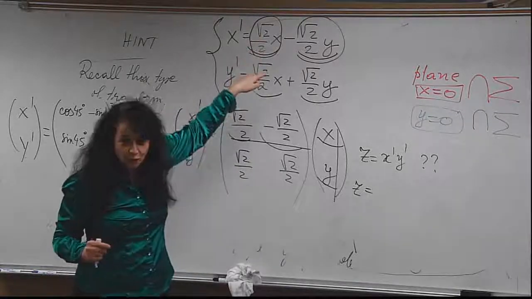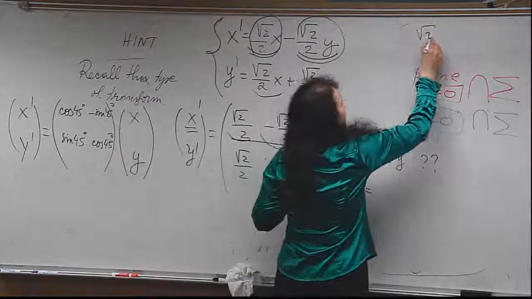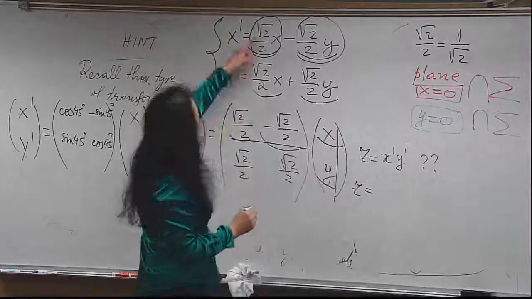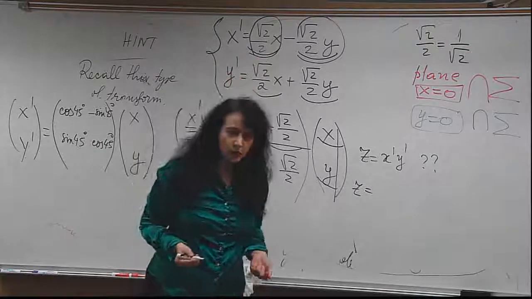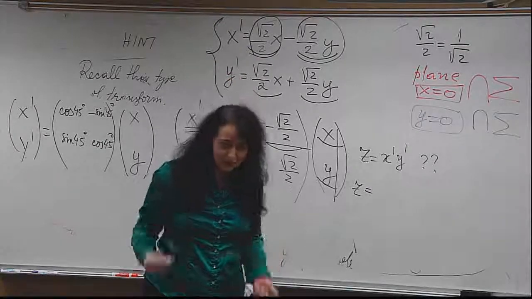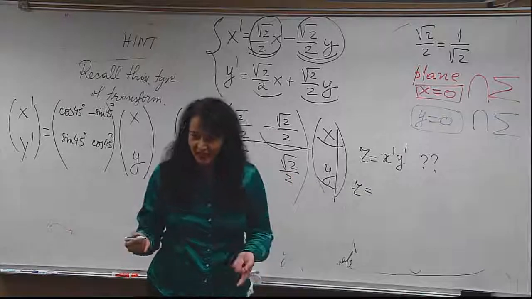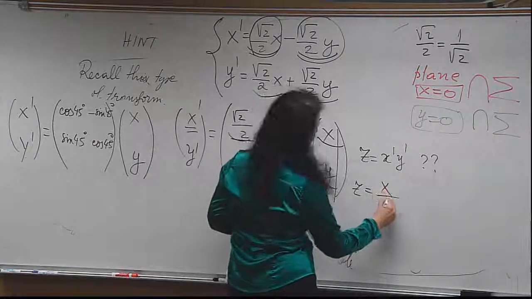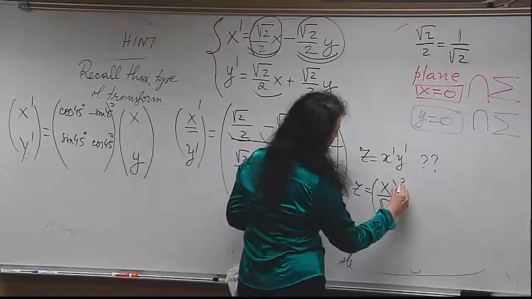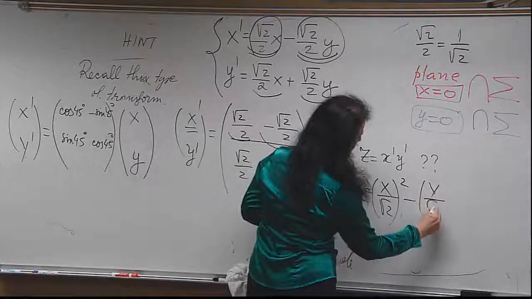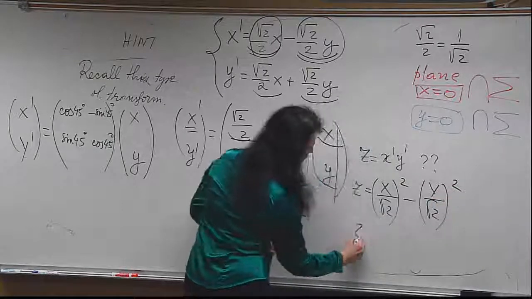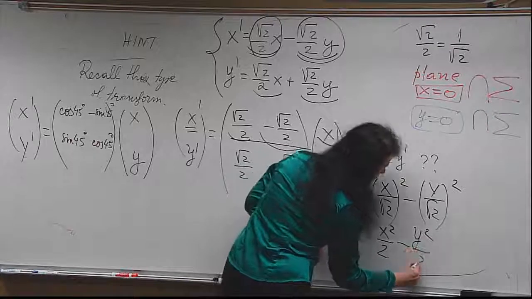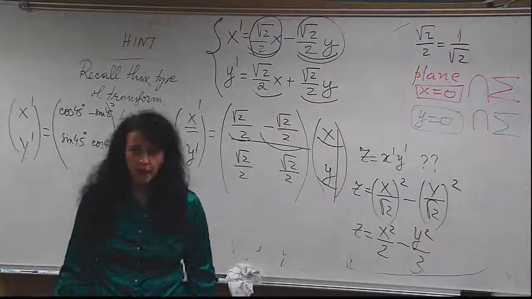Square root 2 over 2 is much simpler if you say it is 1 over root 2. So this guy is x over square root of 2. So when you square that, it's x over square root of 2 squared minus y over square root of 2 squared. So z equals x squared over 2 minus y squared over 2. Oh my God, that was long.